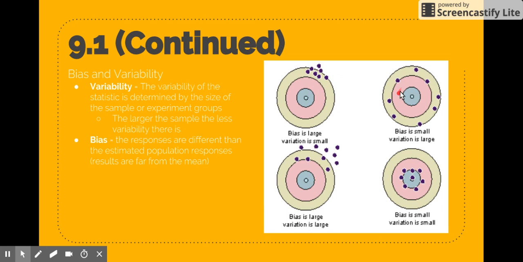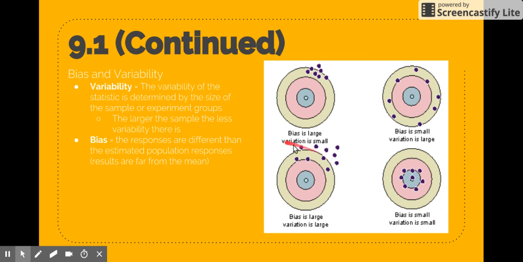Whereas in this diagram, the bias is small because they're equally spread out around the mean, and the variation is large because they're not close together and they vary around the target. The bias over here is large, and the variation is large because the data points, even though they're off in one section of the target, are still not close together like they are in this one.